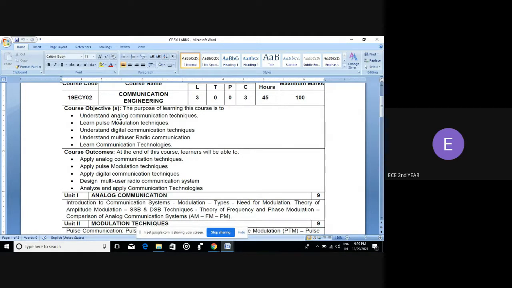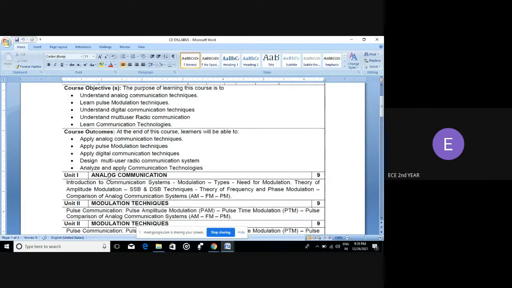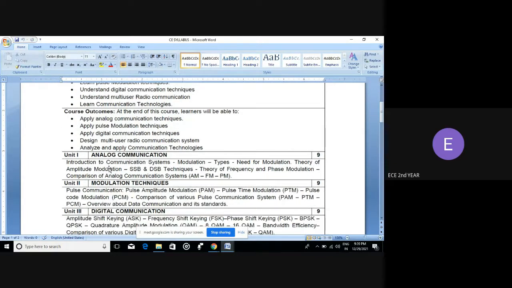So after reading and understanding all these techniques which are used for communication, the next thing is how we apply them in our real world problems. Those are all listed here as course outcomes. In the first unit, we will see the analog communication methods. First we give an introduction to communication systems, and next we will see what modulation is, what the need of modulation is, and what the types of modulation are. Next we will see the theory of amplitude modulation. Up to this topic we will see in this particular hour.